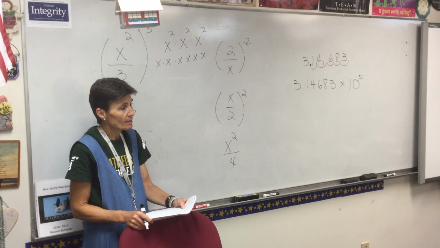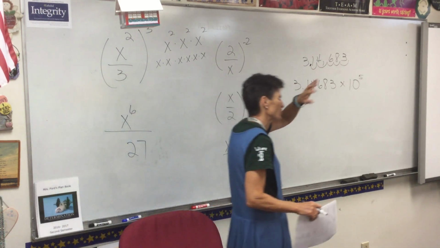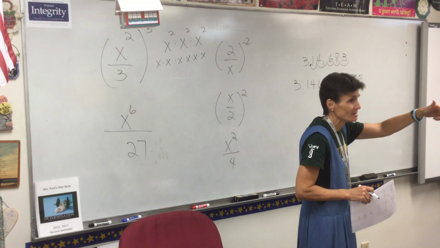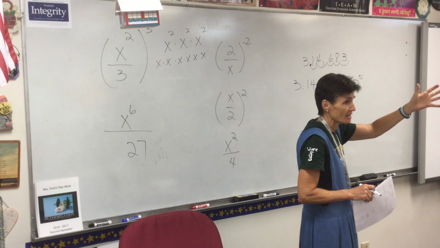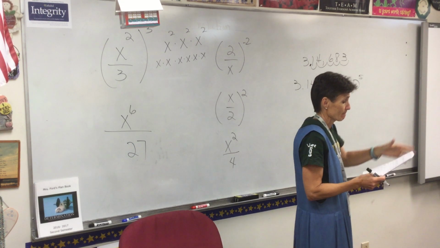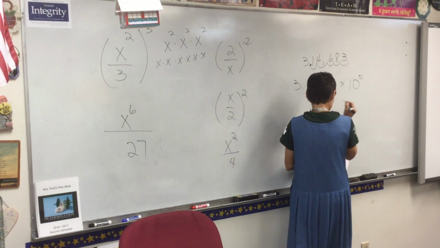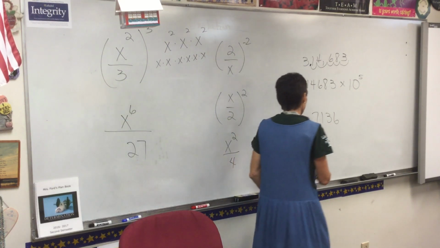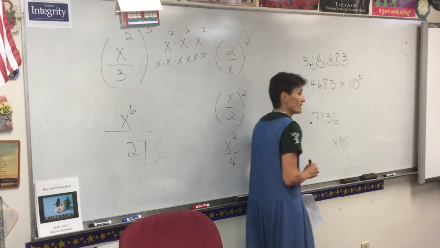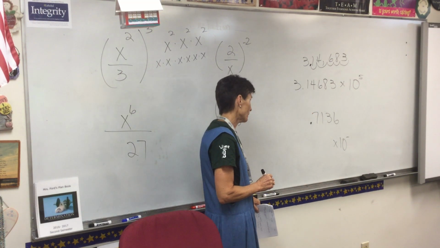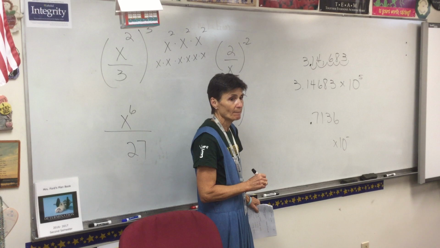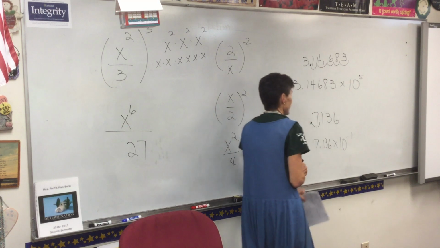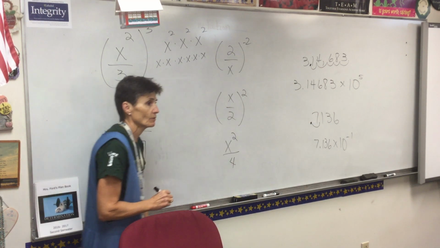Now, sometimes kids say, oh, is the exponent a positive 5 or negative 5? Do I move it left, move it right? Forget all that stuff. If it's a big number, it has a positive exponent. If it's a little number, it has a negative exponent. So 0.7136 is a little number. So whatever I have is going to be times 10 to the negative something because it's a little number. How many places do I have to move the decimal to get it in the right spot? 1. So it's 7.136 times 10 to the negative first.